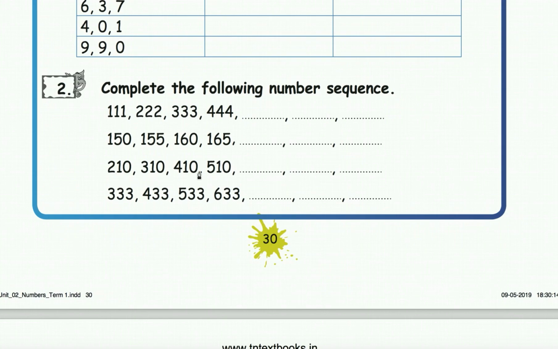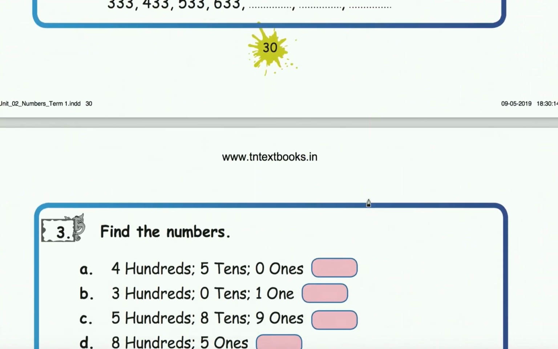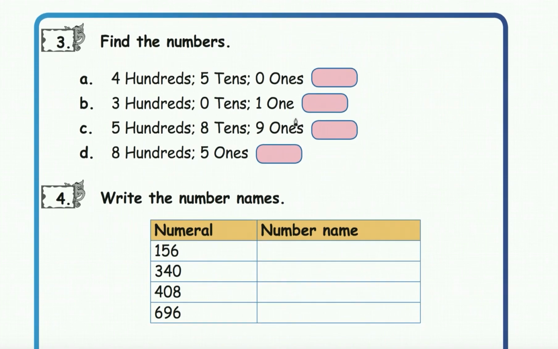Here, 210, 310, 410, 510. See the difference? 100, right? Then 610, 710, 810. This one: 333, 433, 533, 633, 733, 833, 933. Find the numbers. 4 hundreds, 5 tens, 0 ones, 450.